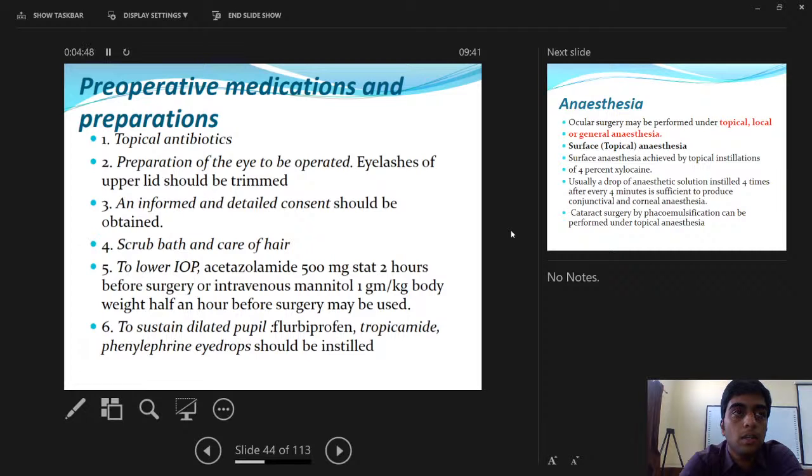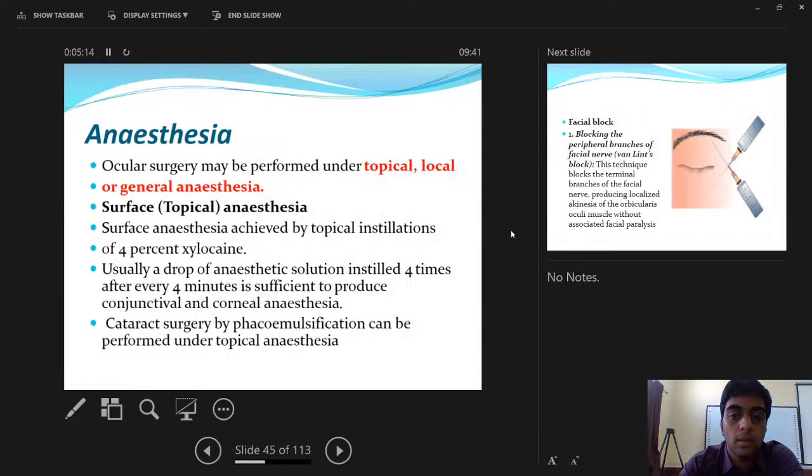To lower the IOP, usually Diamox, which is also known as acetazolamide 500 mg, is given 2 hours before the surgery, or intravenous mannitol 1 gram per kg body weight half an hour before surgery may be used. To sustain a well-dilated pupil, a combination of a few drugs is usually given: flurbiprofen, tropicamide, and phenylephrine eye drops. These three should be given so that the dilatation is sustained throughout the surgery.